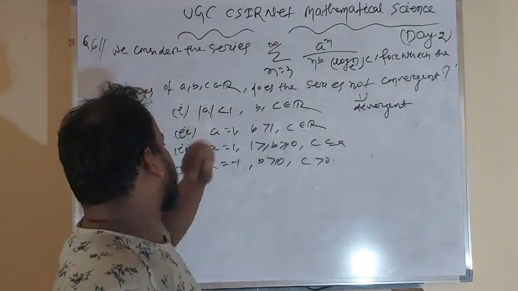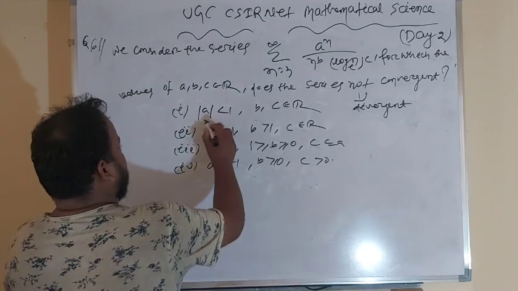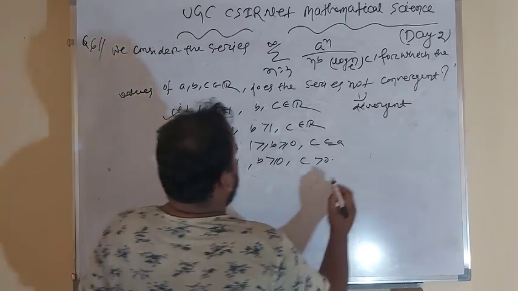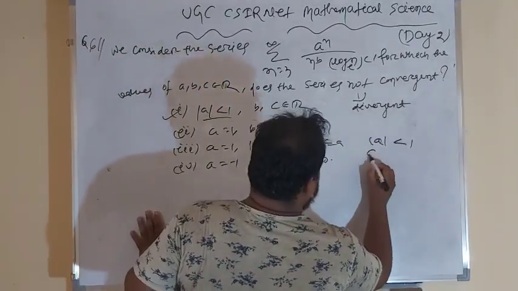So first to check that, a is modulus less than 1, b and c belong to R. Is that possible? If a is modulus less than 1, suppose a is equal to 0.